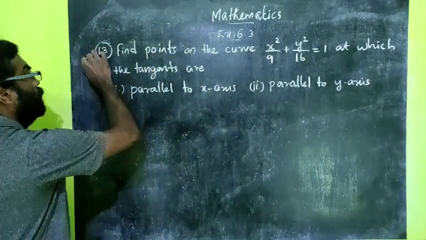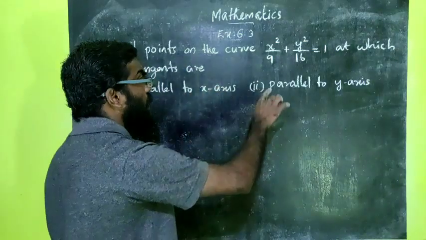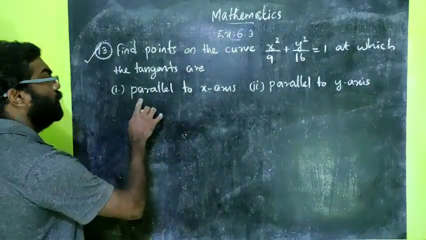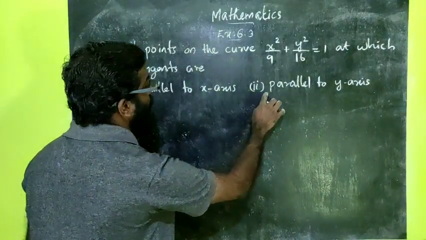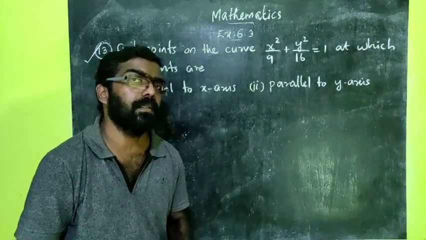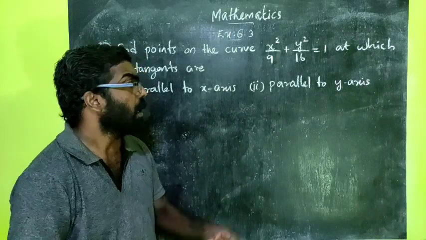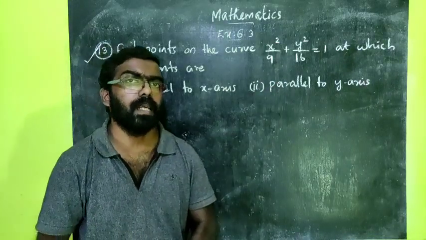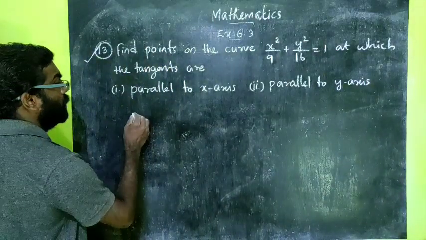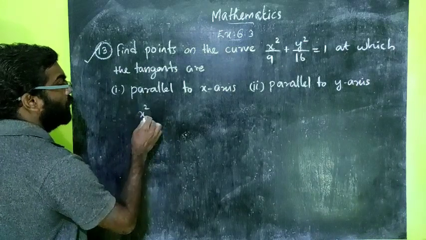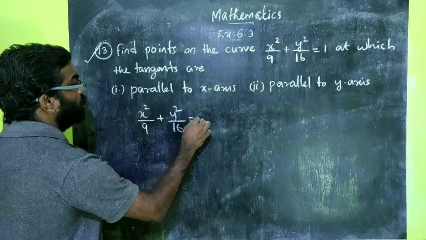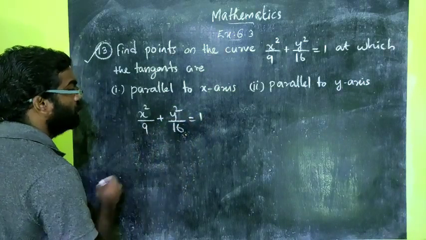It's an important question. Find points on the curve x square by 9 plus y square by 16 is equal to 1, at which the tangents are, first one parallel to x-axis and the second one parallel to y-axis. We know if the tangent is parallel to x-axis, then the slope of the tangent is 0, and if the tangent is parallel to y-axis, then the slope of the normal is 0. So first of all we can find the slope of the tangent, that means dy by dx. Here the curve is x square by 9 plus y square by 16 is equal to 1. So here it is an ellipse.